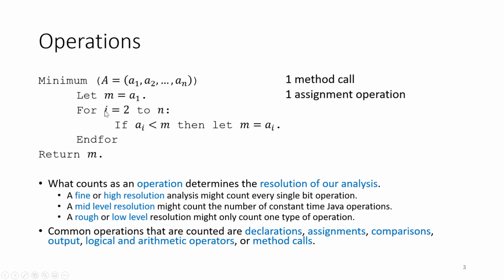So we would do our assignment, i equals 2, and then we would check, is i less than or equal to n? Yes, it is. So that's a second check, that would be our comparison now. And then we enter the loop. Okay, so let's look at this line here.